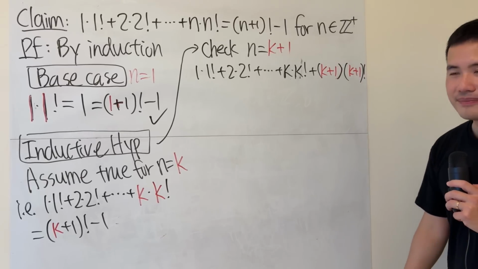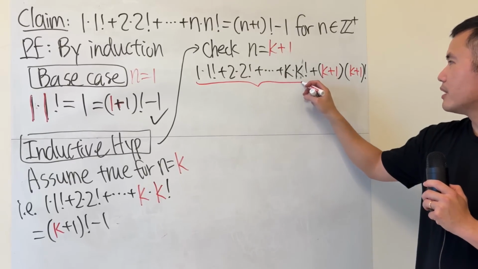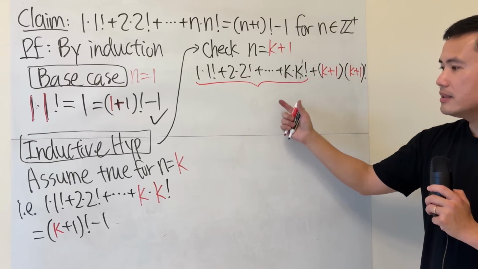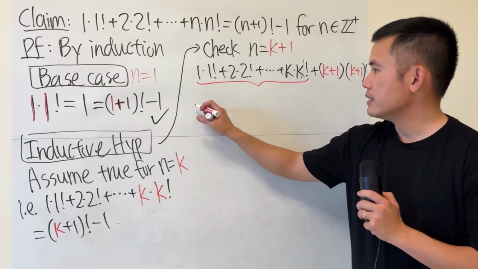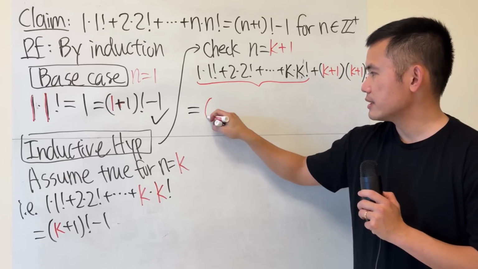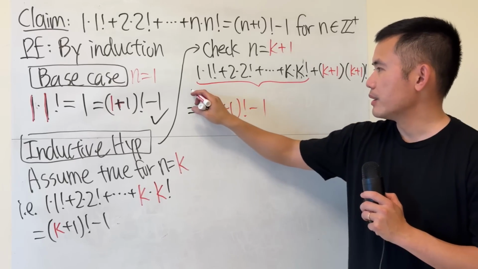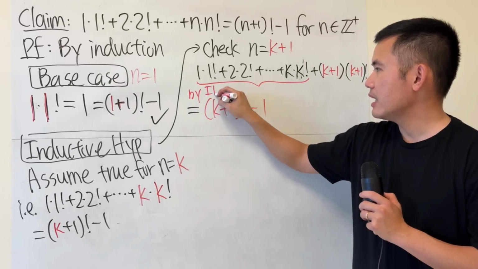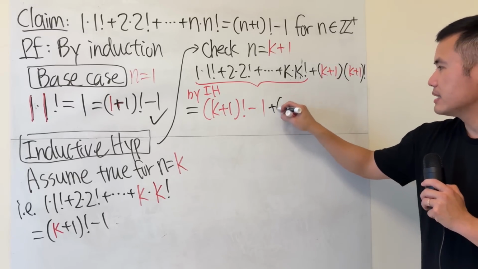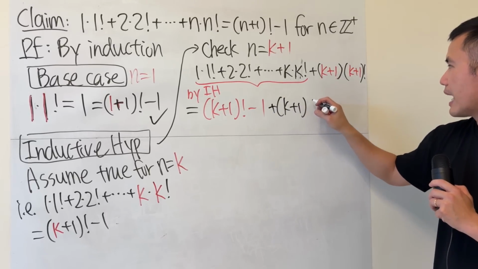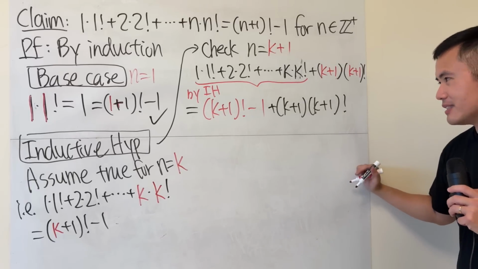The good thing about this is that all of these things right here, up to the k, by the inductive hypothesis, we know we can replace that with that. So this is equal to just (k plus 1) factorial minus 1, and I'll just say by IH. And then let's write this down: plus (k plus 1) times (k plus 1) factorial. Now this is very nice.